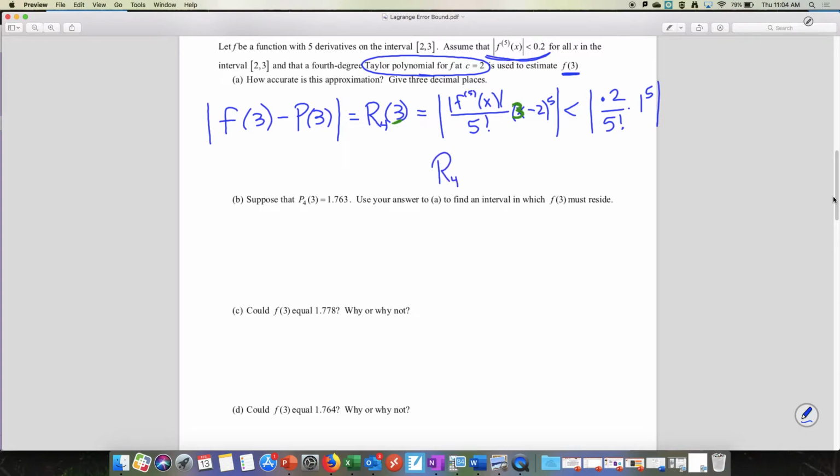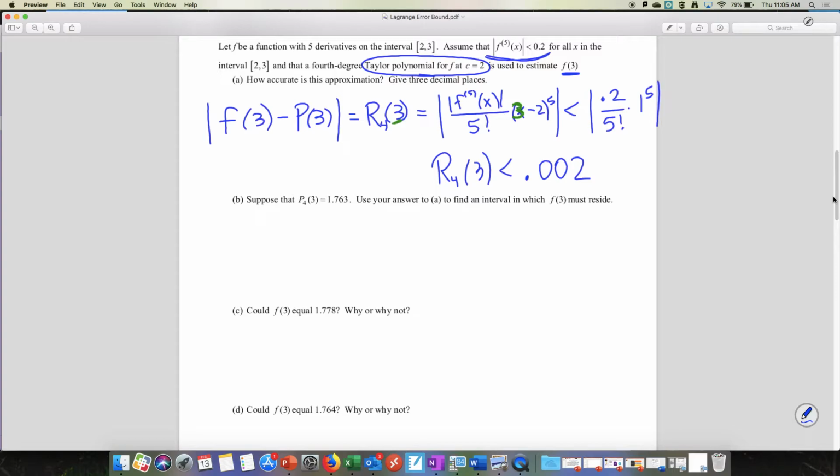Okay, calculators. What is this? It's 0.2 over 5 factorial, which is 1 over 600. For this example, I'm going to go ahead and round it to decimal places. 1 over 600 is perfect, but I see in part B I'm going to be working with a decimal.